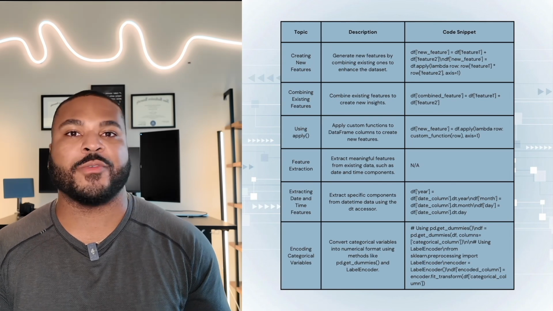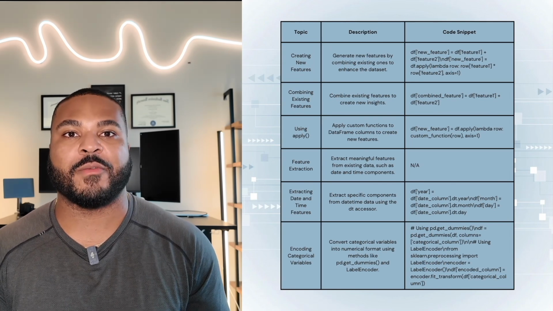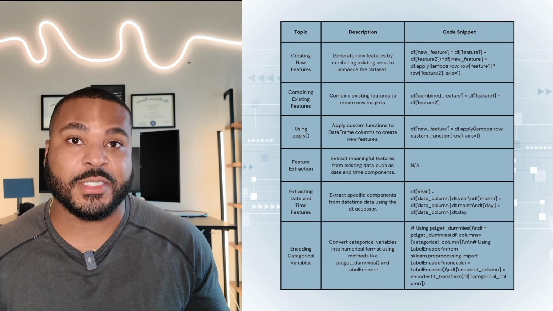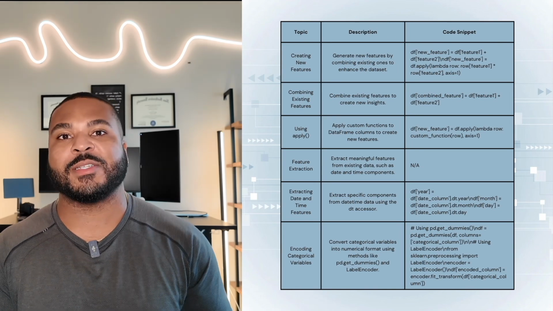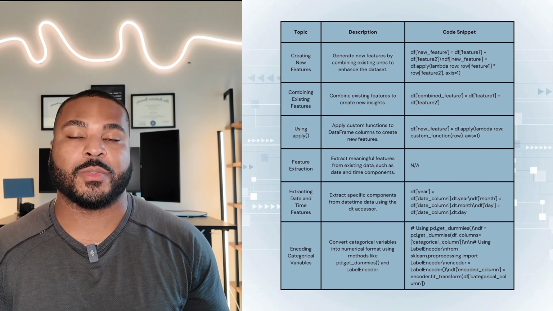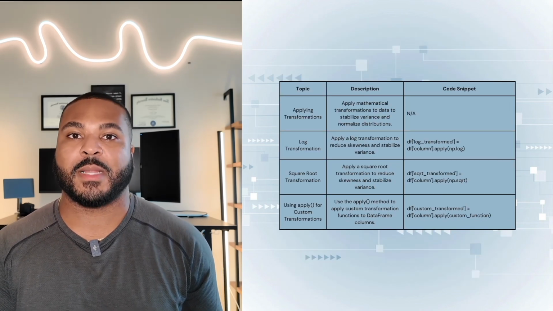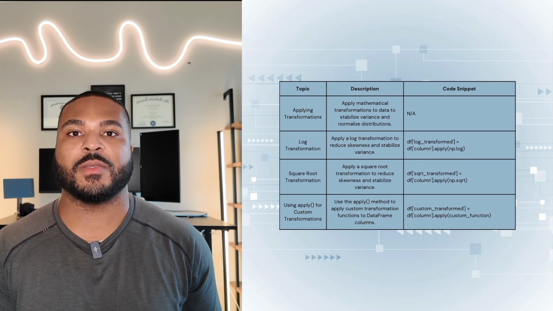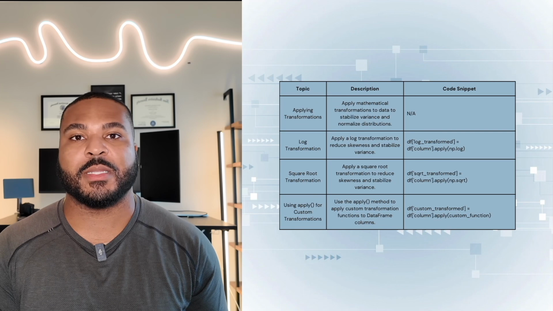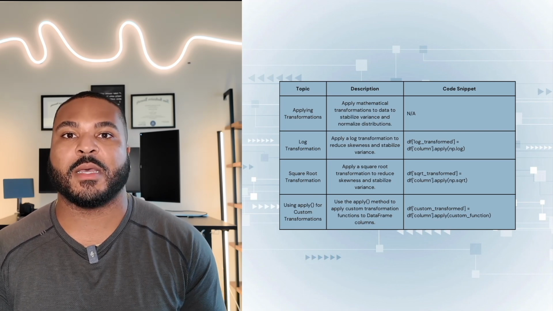So by creating new features, extracting meaningful information, and encoding categorical variables, you make your life easier, and you can enhance your data set and improve the performance of your machine learning models. Data transformation involves applying mathematical functions to your data to stabilize variance, normalize distribution, and improve the performance of your models.